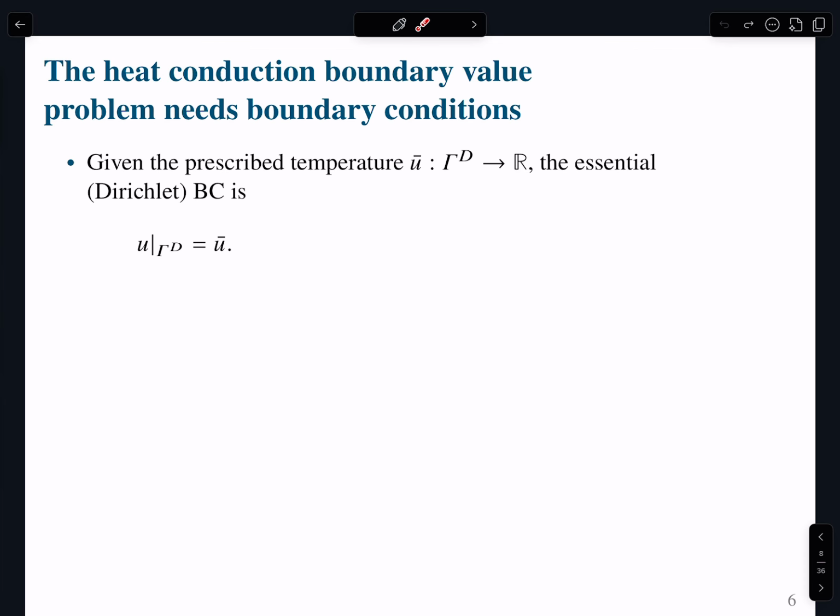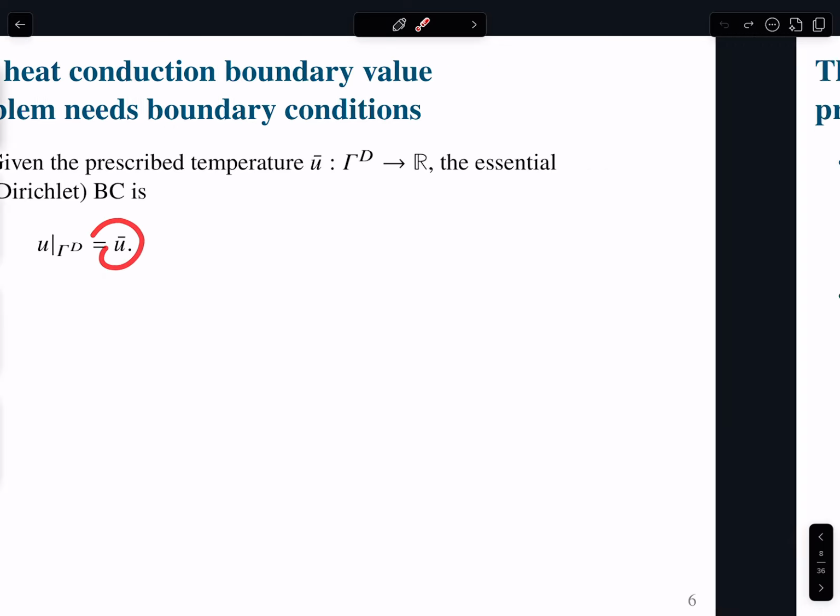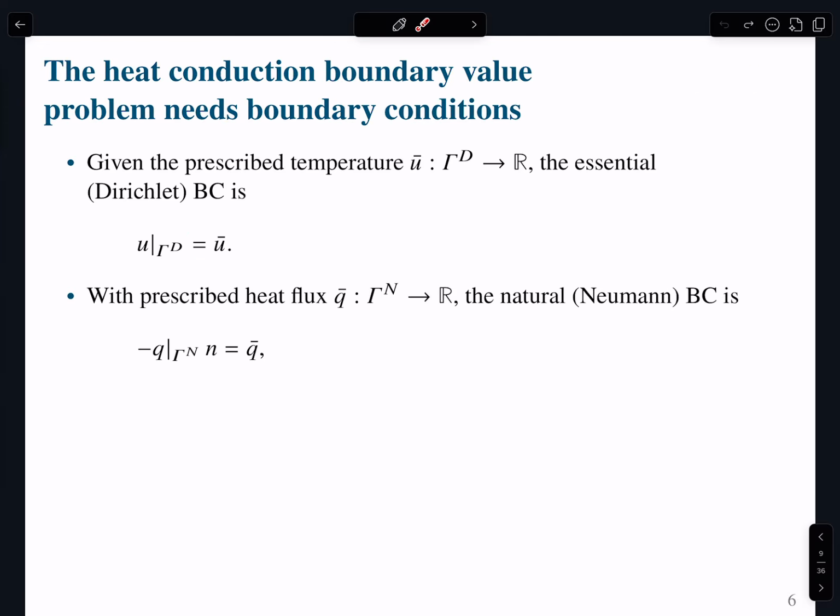In this case, it's going to be the temperature. So from context, we realize we're talking about the temperature. So we write u in gamma d. Remember, gamma d was the region of my domain with prescribed Dirichlet boundary condition equal to some value that I want to prescribe. I can also prescribe the boundary flux, right?